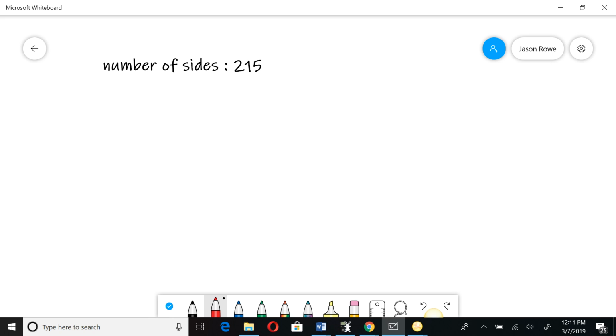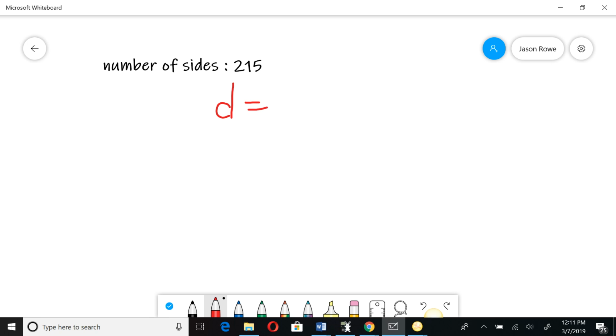And this is why we have the formula. What if we have a figure that has 215 sides? How do we figure out the number of diagonals in that figure? I'm not going to sit here and try to draw a 215-sided figure because that's just crazy. So what I'm going to do is use that formula.